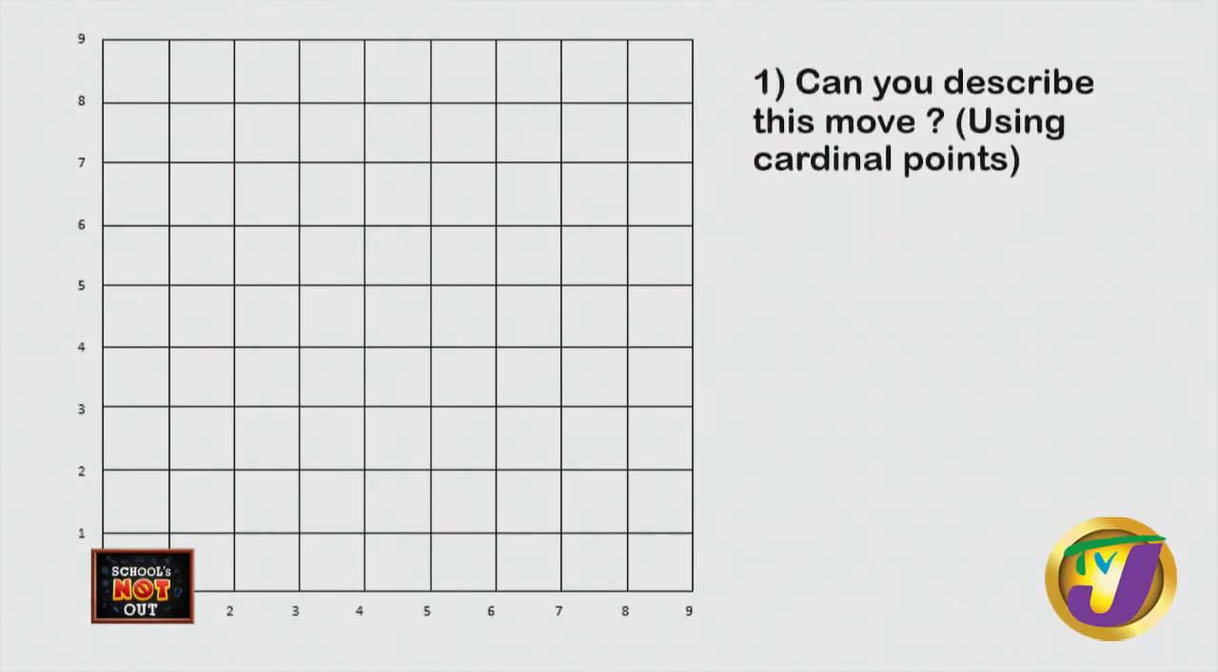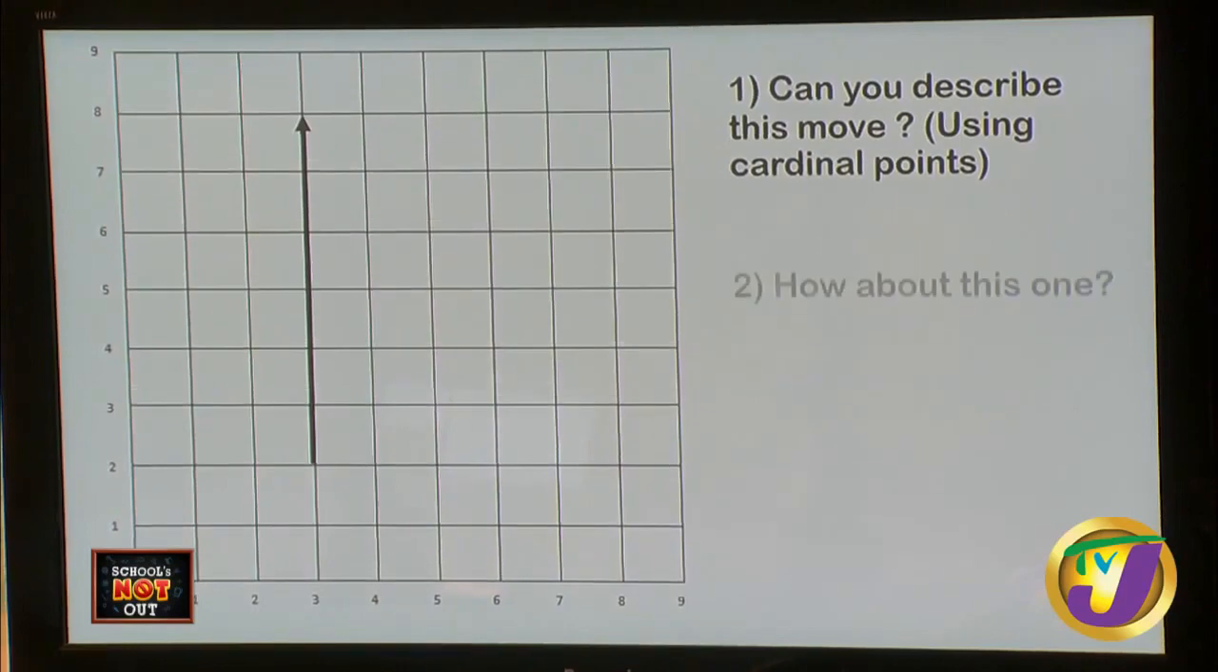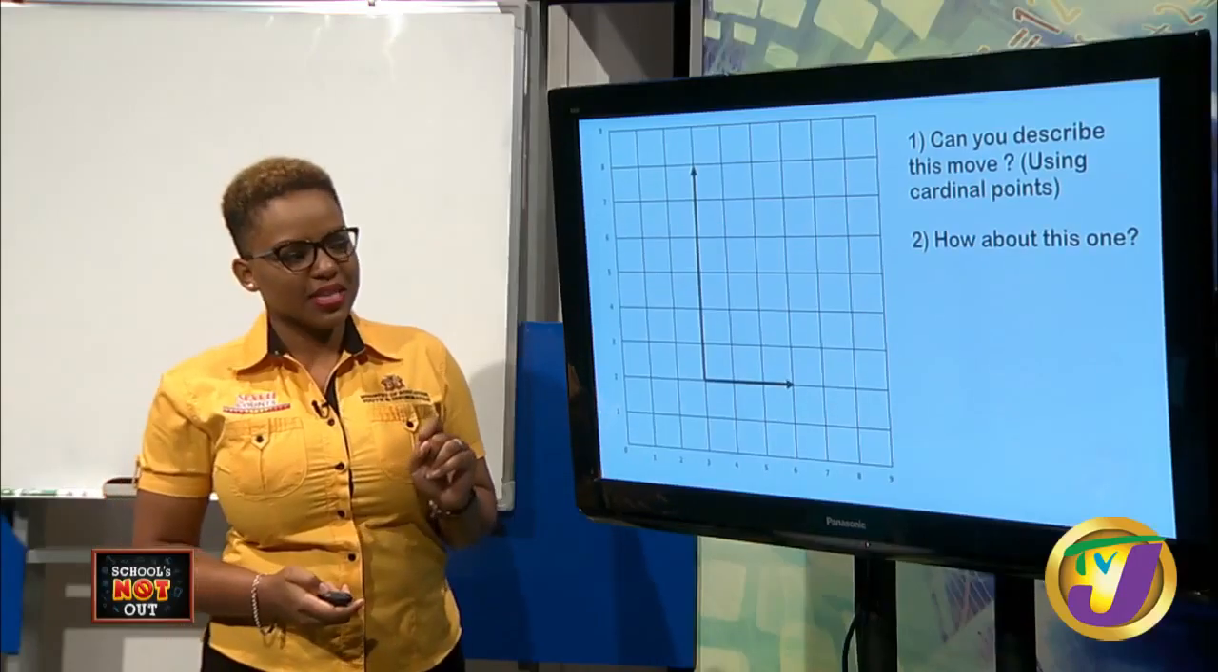All right, so can you describe this movement? Let me go again. Look at it. Can you describe that movement using cardinal points? That looks like north, and it looks like 6 units north. Am I correct? From here to here would be 1, 2, 3, 4, 5, 6. All right, 6 units north.